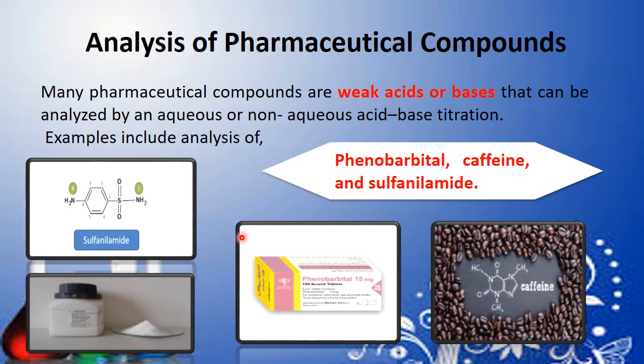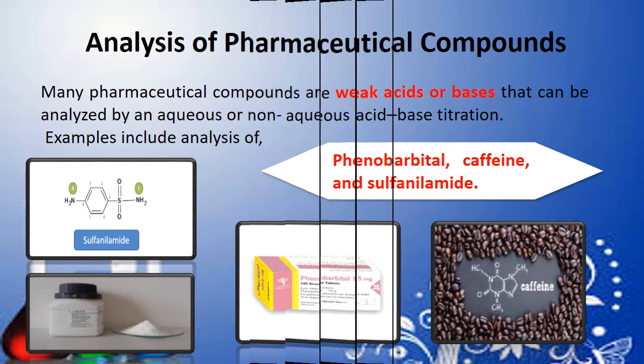Analysis of pharmaceutical compounds. Many pharmaceutical compounds are weak acids or bases that can be analyzed by aqueous or non-aqueous acid-base titrations. Examples include the analysis of phenobarbital, caffeine, and sulfonamide. This is the structural formula of sulfonamide, which is white in its pure form. These are phenobarbital tablets, and this is caffeine with its structural formula.